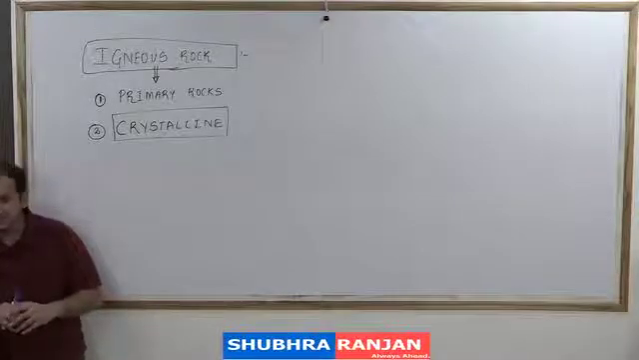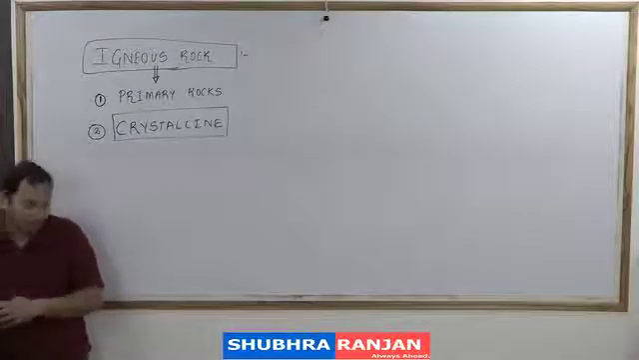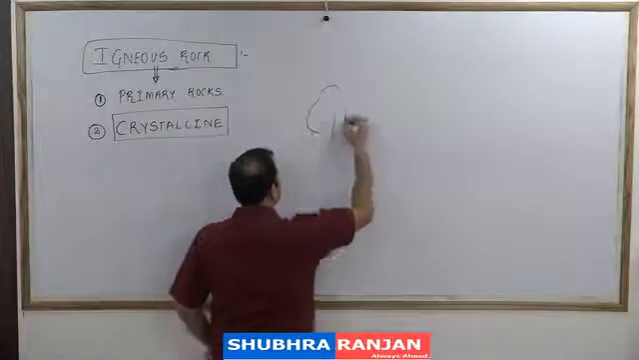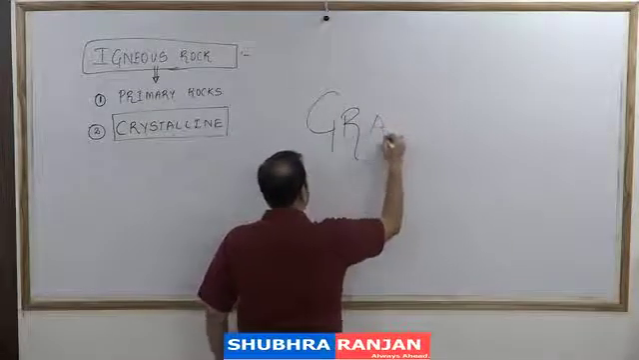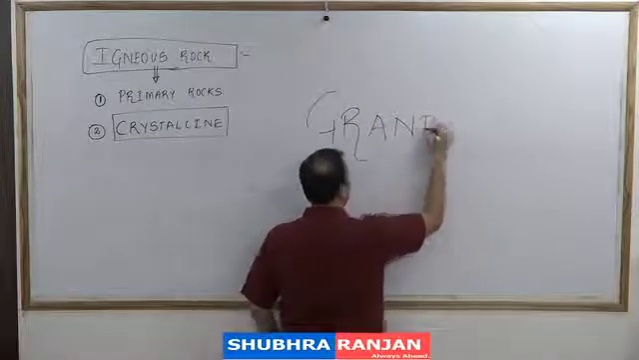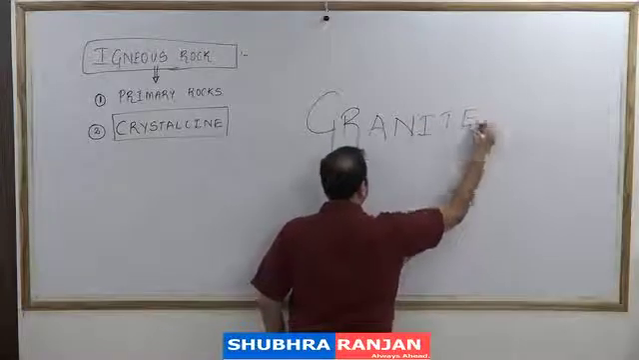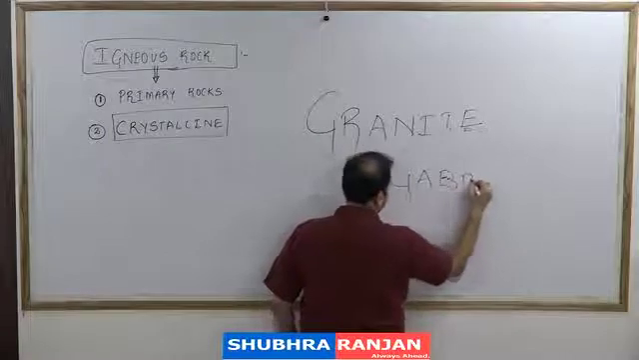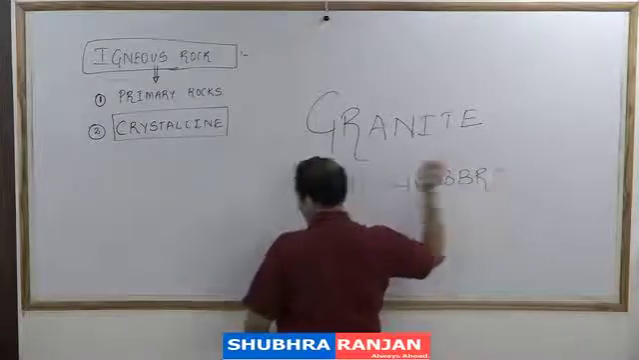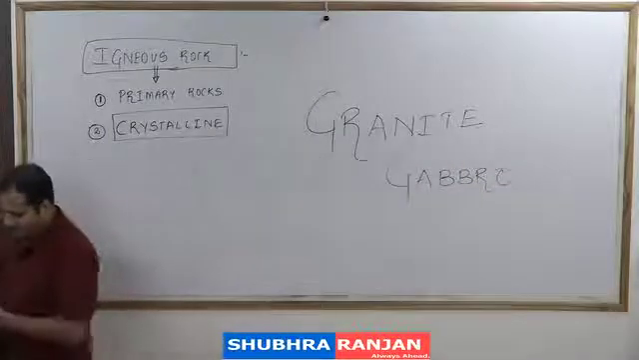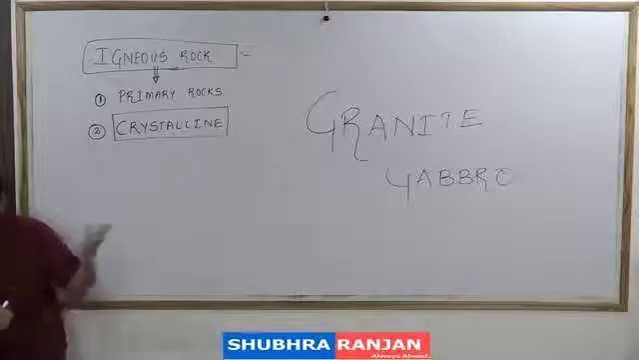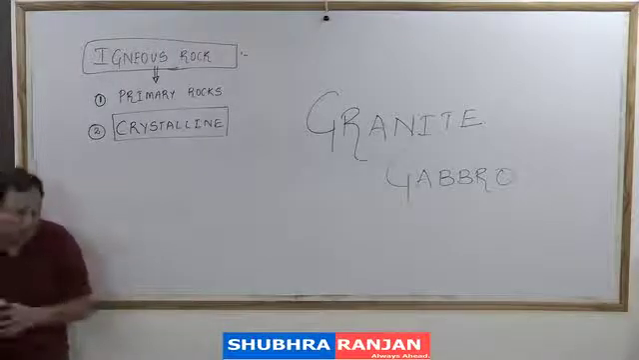Example, granite, intrusive rocks. Example, granite, gabbro. We'll see their photos tomorrow, what is granite and gabbro.